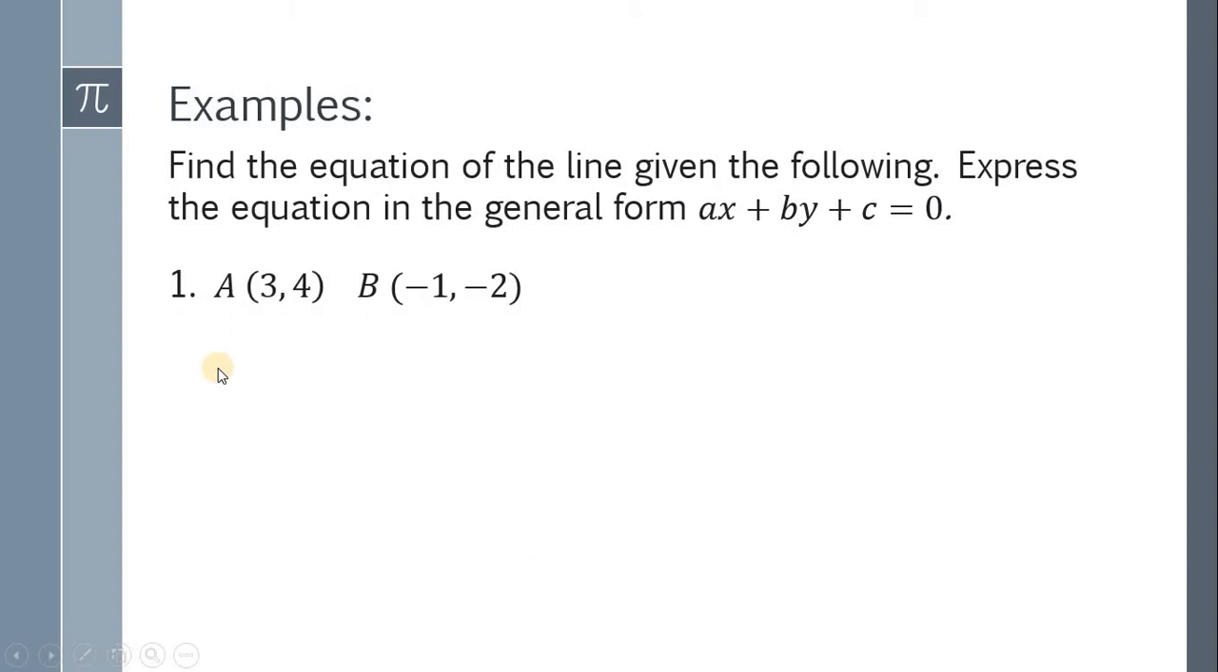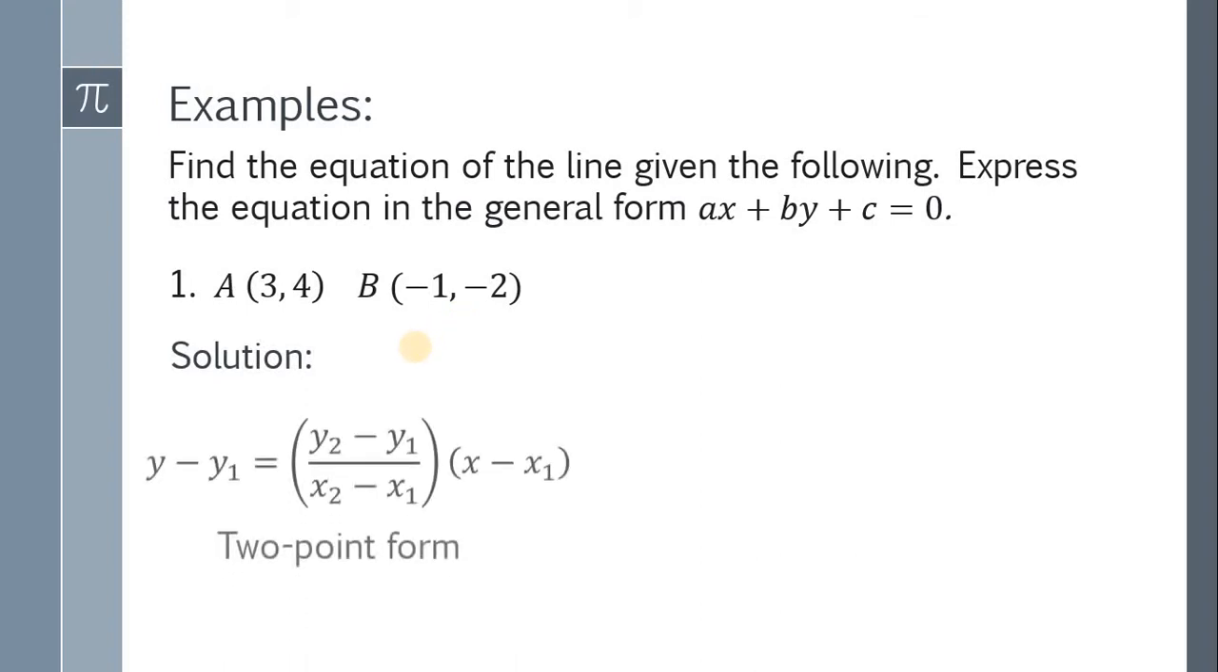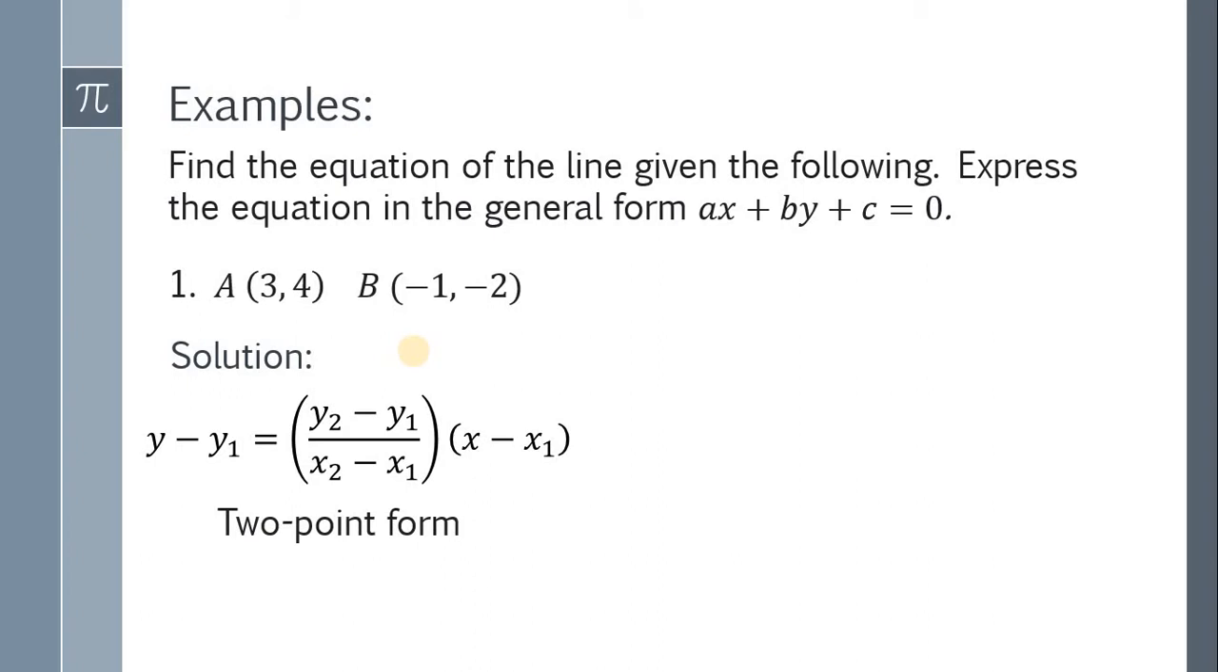Solution agad tayo. Number 1, (3, 4) and (negative 1, 2). Ano yung mga given natin? So, yung given natin ay dalawang point. Meaning, ang gagamitin nating formula, since dalawang point yung given, is yung two-point form. Nakuha? So, bakit ito yung gagamitin natin? Kasi yung 2 points po yung given. Dalawang point yan. Isang A at saka isang B.